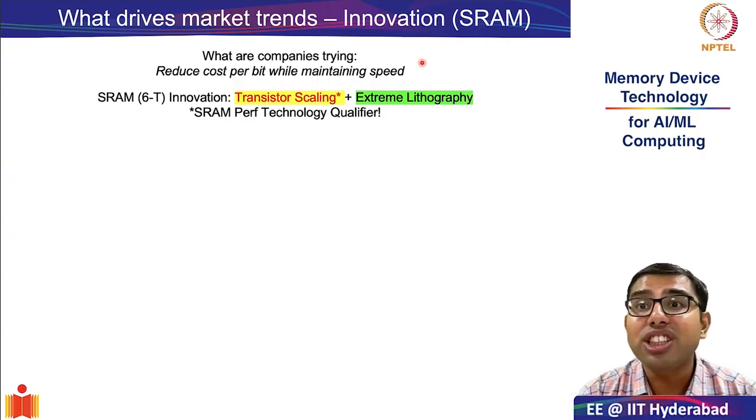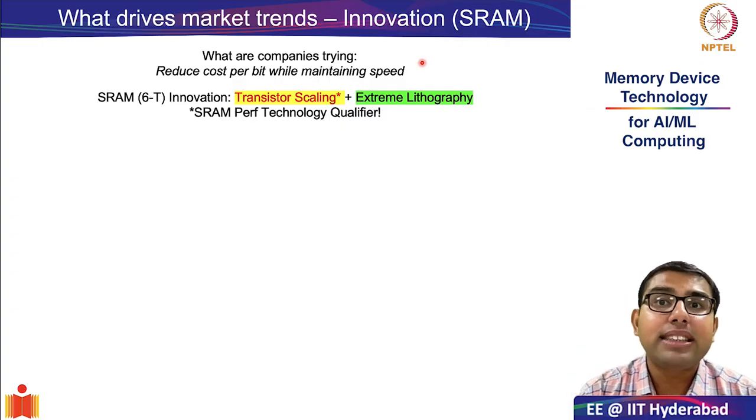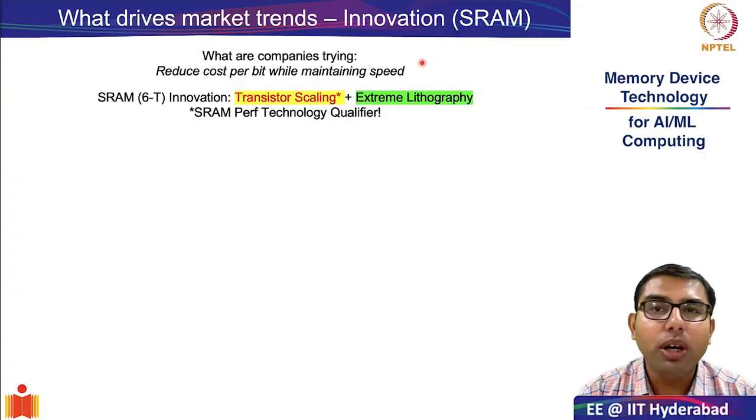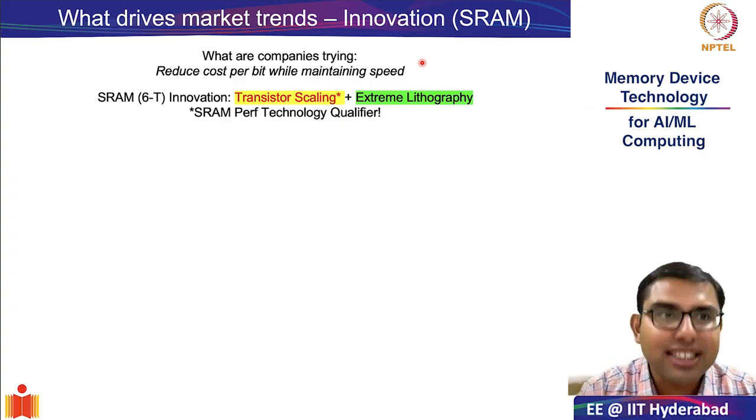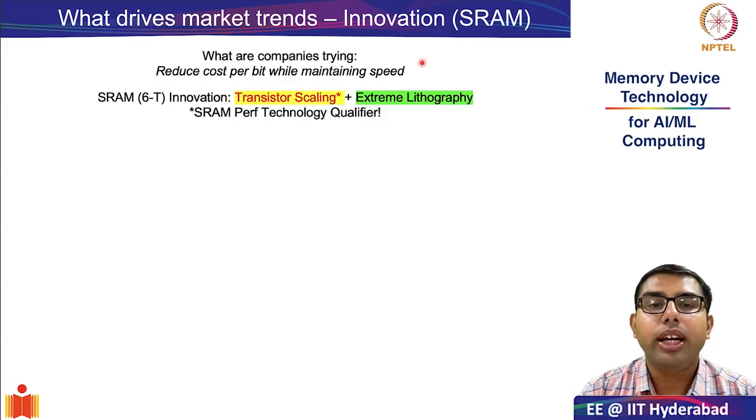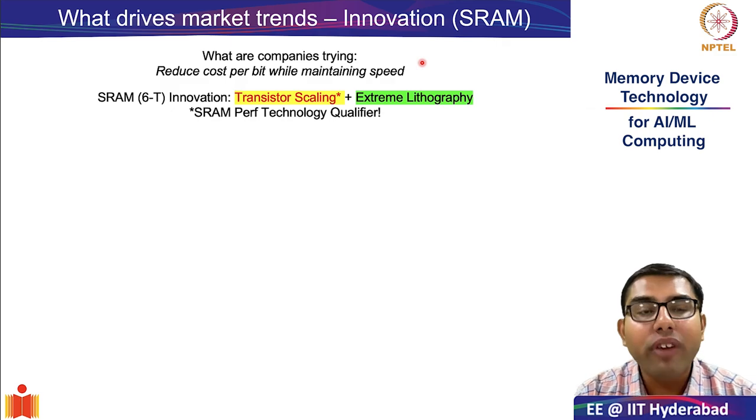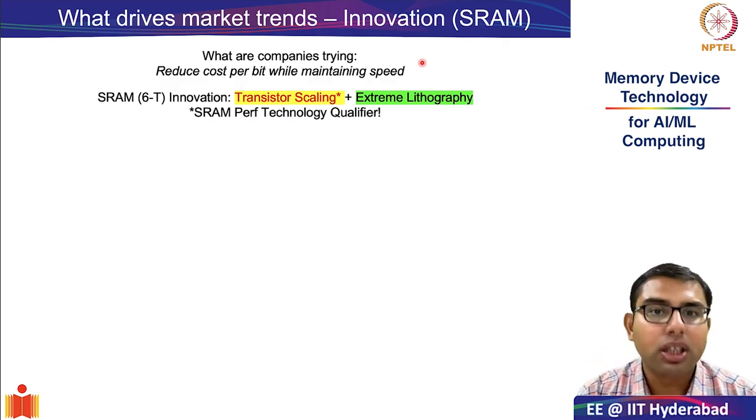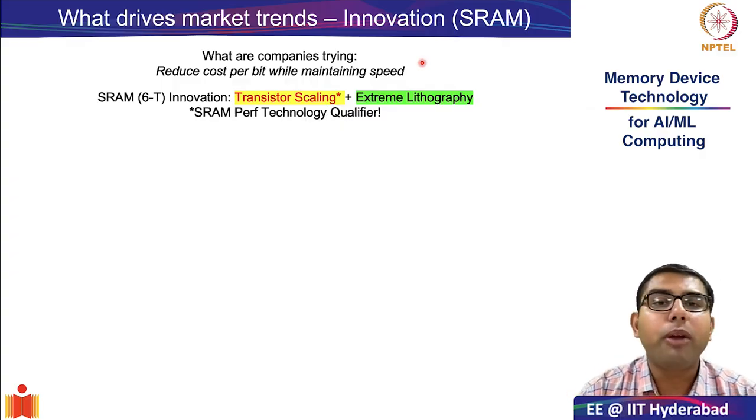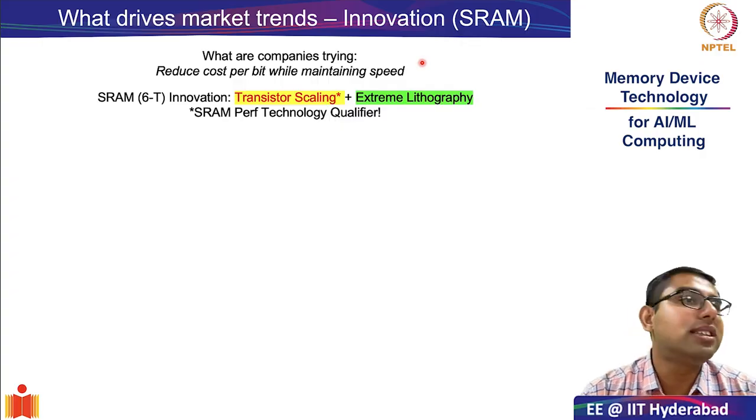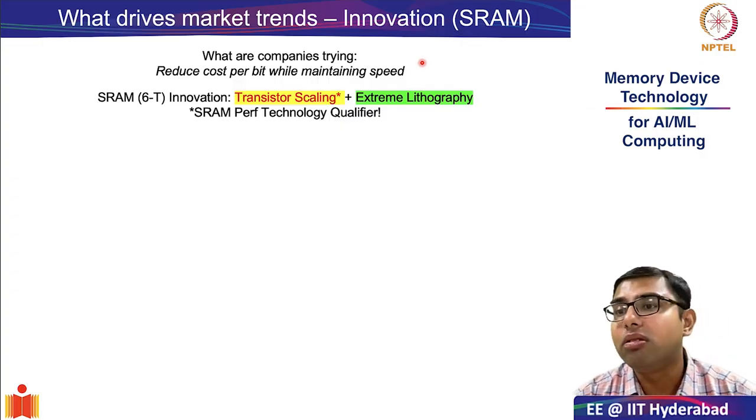The answer is through innovation, through our first example of SRAM. Since SRAM consists primarily of the 6T cell, it is natural to estimate that innovation in 6T SRAM cells is primarily driven by innovations in transistor scaling. Why is this the case? The smaller and more compact you can make the transistor, the smaller will be the size of your individual SRAM cell.